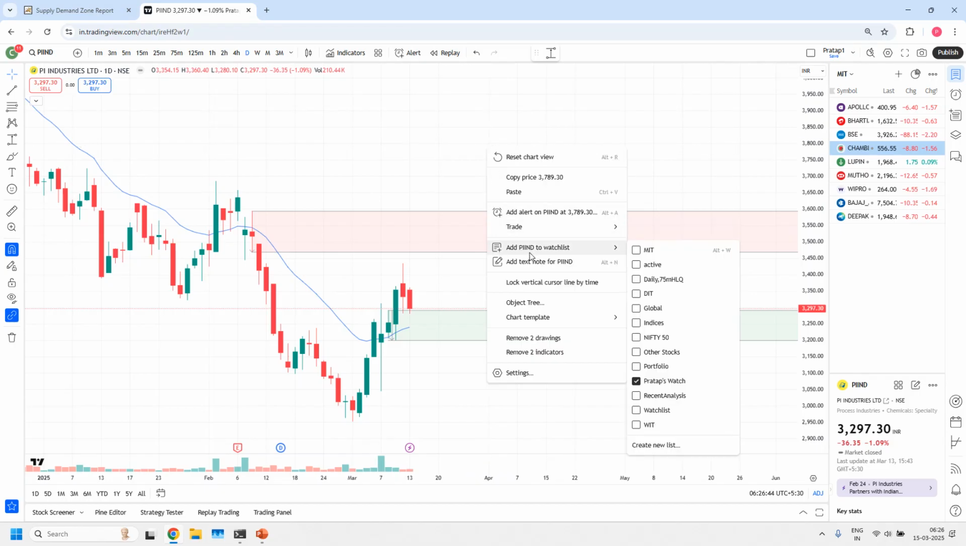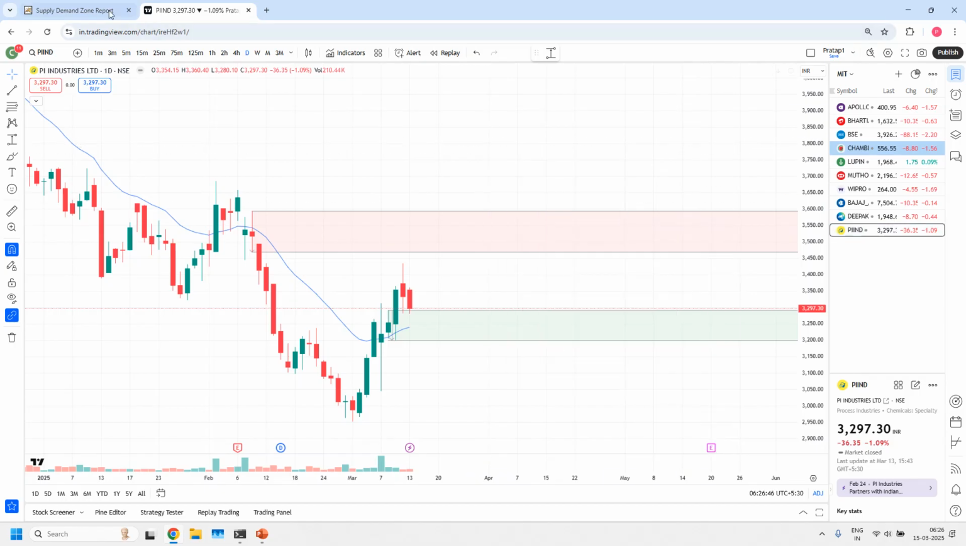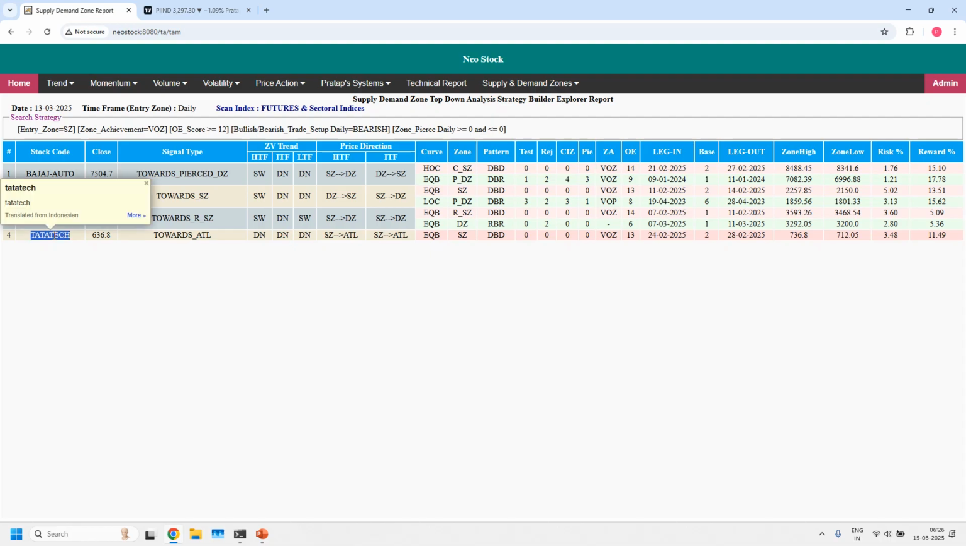Okay, I'm adding PI Industries into the watch list. And the last one is Tata Technologies. Tata Technologies, this is an all-time low supply zone, a daily supply zone. It doesn't have a demand zone. In an all-time low supply zone, the all-time low is the target. Similarly, in an all-time high demand zone, the all-time high is the target for a bullish trade setup. But this is a bearish trade setup, so the all-time low is the target.